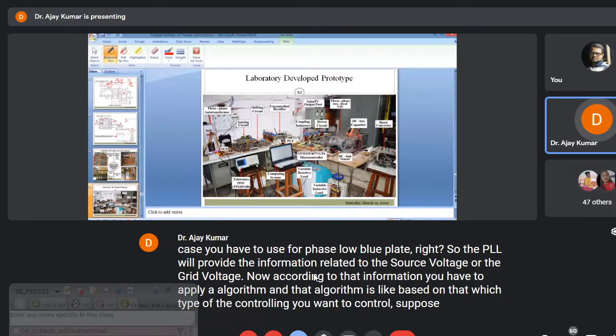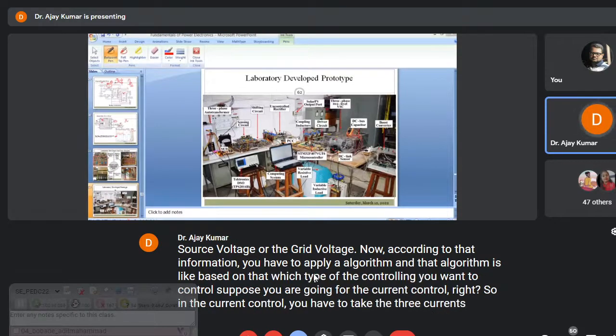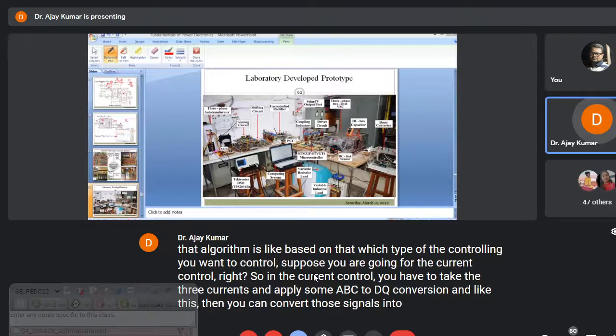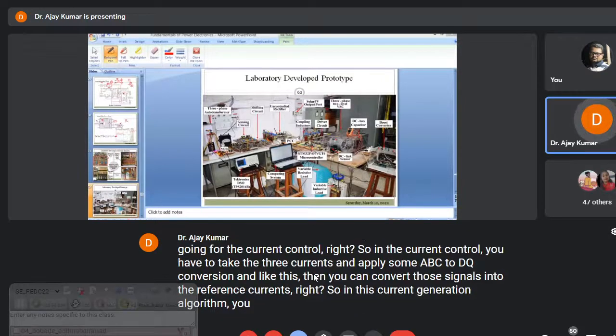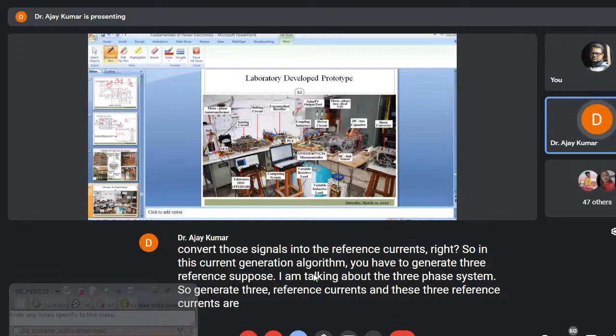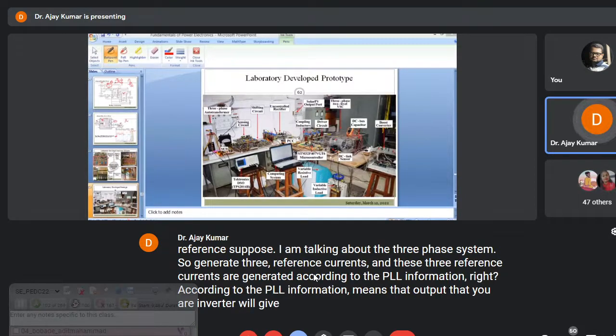Suppose you are going for the current control, right? In the current control, you have to take the three currents and apply some ABC to DQ conversion, and then you can convert those signals into the reference currents, right? So in this current generation algorithm, you have to generate three reference currents. Suppose I am talking about the three-phase system. These three reference currents are generated according to the PLL information, which means the output that your inverter gives will always be in phase with the voltages of the point of common coupling.